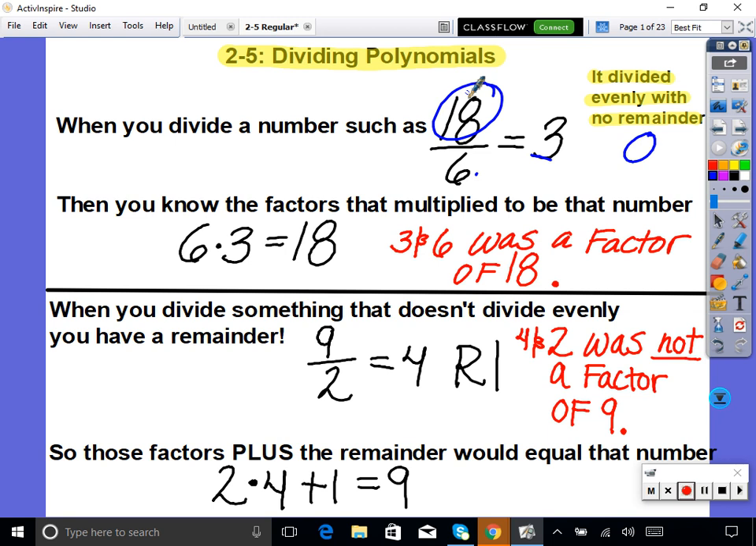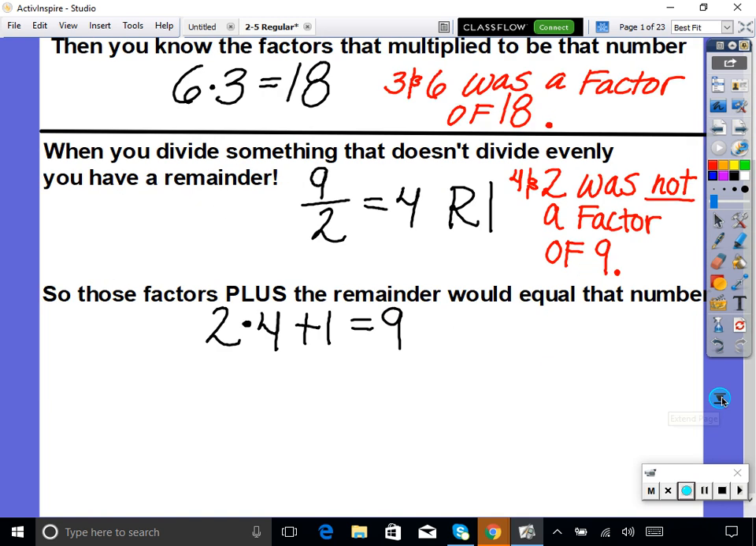So we knew for a fact, since it divided evenly, that 3 was a factor of 18 and 6 was a factor of 18. All good? We're going to now take that into a little bit harder stuff later. Now look right here. When you divide something that doesn't divide evenly, you can still do it, but it's going to have a remainder.